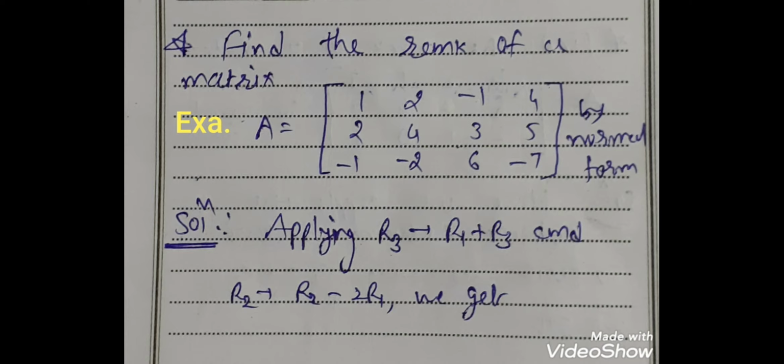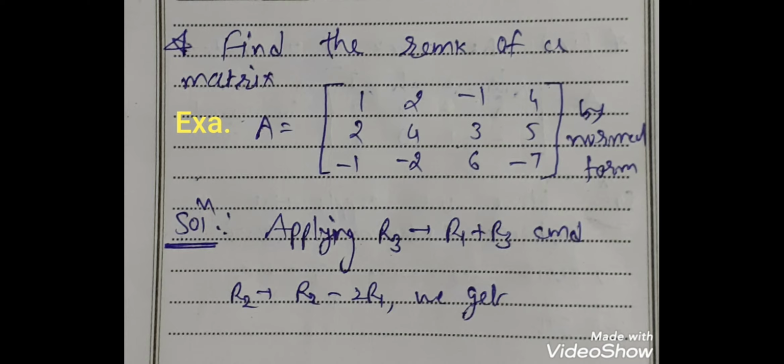Now we know that if all the entries of any one row or column are 0, then we can remove that row and column, and then we can find the rank of the matrix easily. So you have to make all the entries 0 in any one row or column. Here we can see that the first and third rows have first and second elements that are opposites, so we add them directly. There will be a change in the third row by taking R1 plus R3, and similarly we can also change the second row.